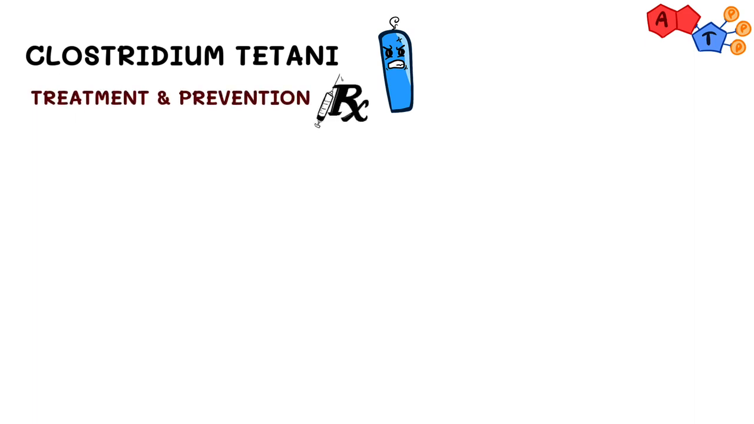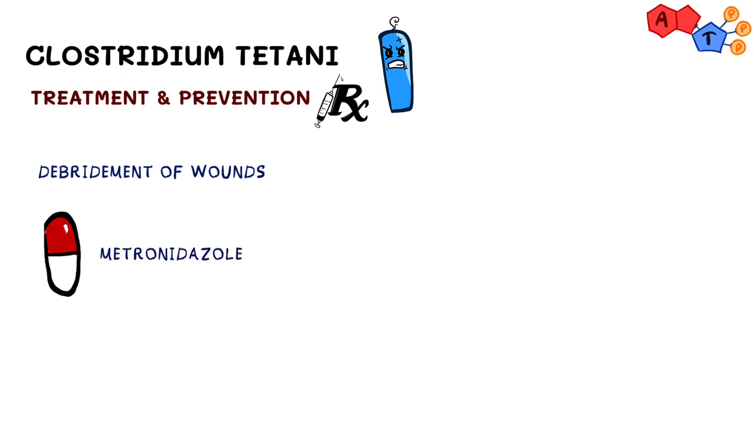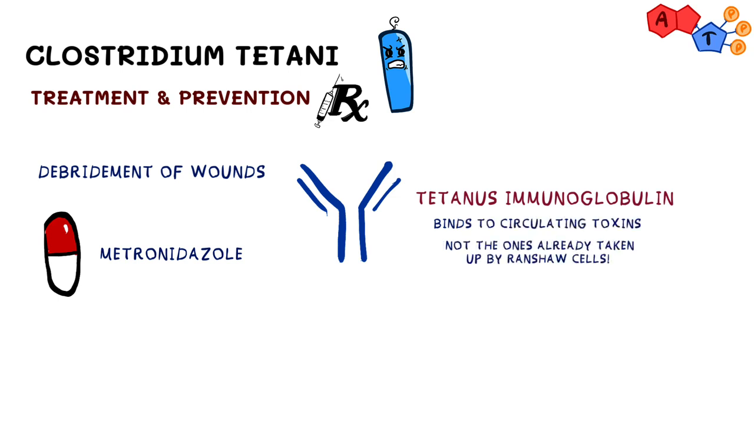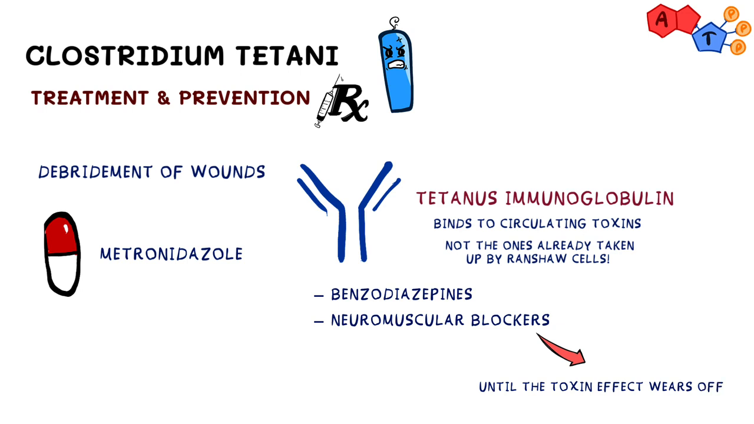Treatment of Clostridium tetani includes the debridement of any wounds present. The antibiotic that is usually given is metronidazole. Tetanus immunoglobulin can also be given, which binds the circulating toxin but not the one that has been already taken up by Renshaw cells. And that's the reason we give benzos or neuromuscular blockers until the toxin effect wears off. Nowadays, tetanus rarely happens due to the development of the tetanus vaccine, which is a toxoid vaccine.